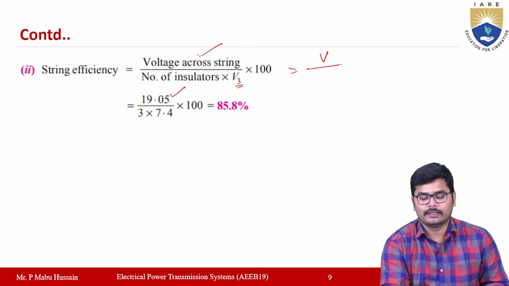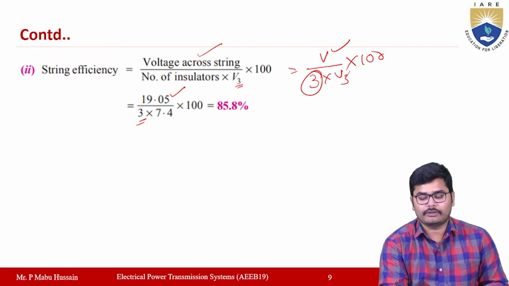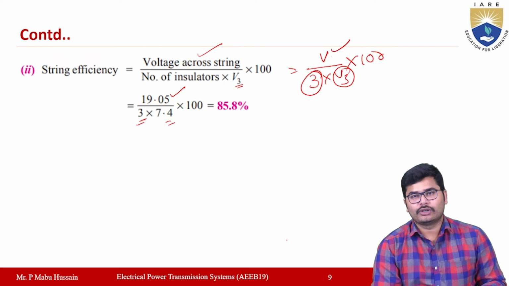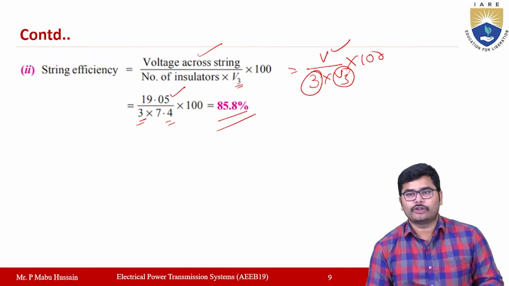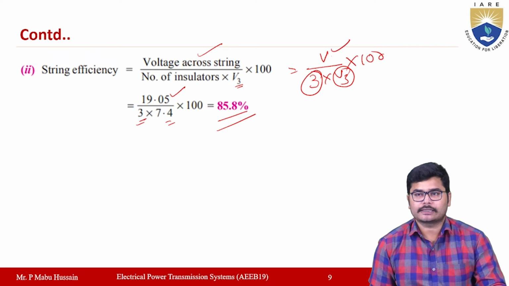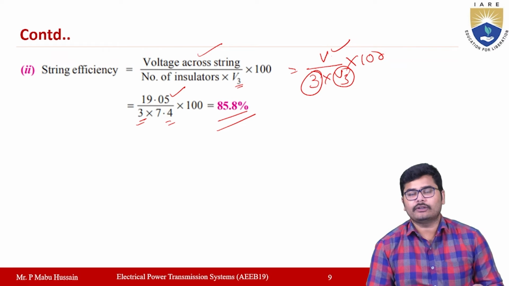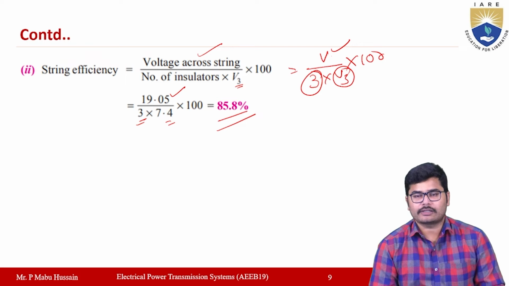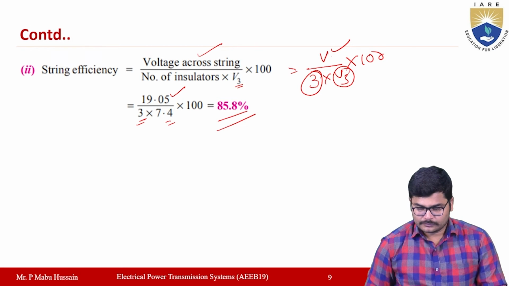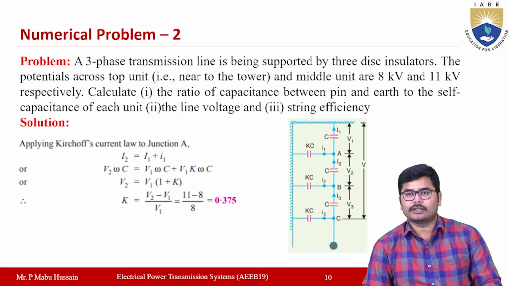So V by number of insulators here is 3 and the value of V3. V is 19.05 by 3 and the V3 value you got here is 7.4. If you substitute all the values, then you are getting the string efficiency will be equal to 85.8%. This is how we can determine the string efficiency for a string of insulators as well as voltage distribution across the string. Now let us see another problem here.